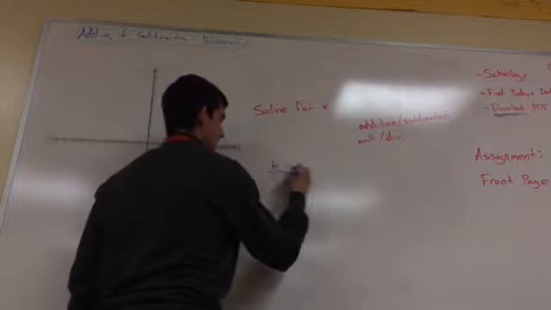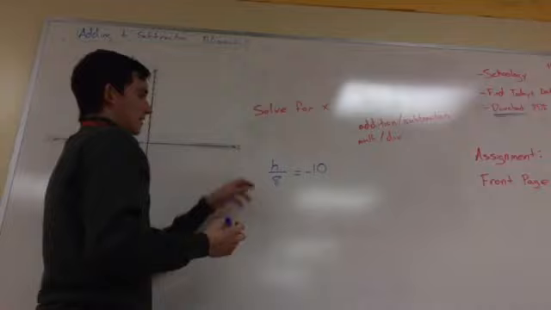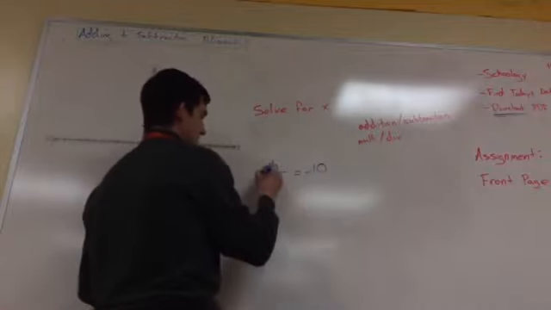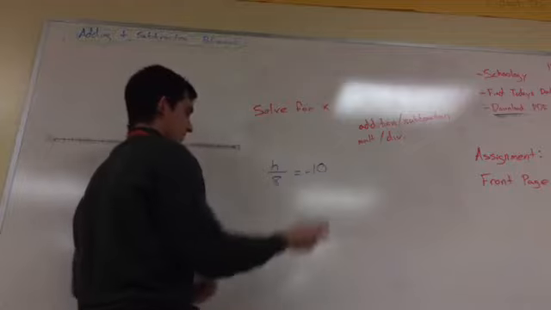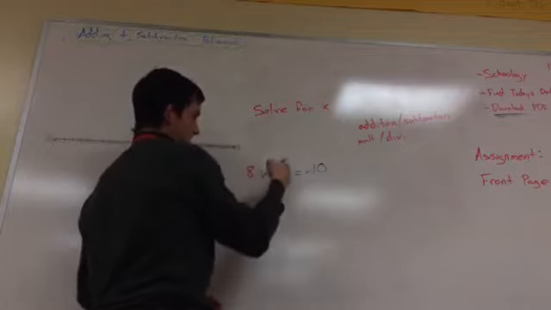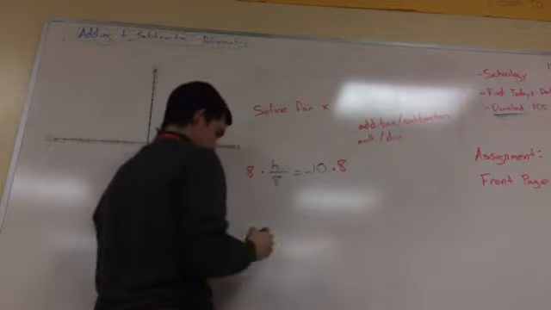h divided by 8 equals -10. Okay, so I'm dealing with division, so h is being divided, so I want to do the opposite, multiply by 8. H is divided by 8, so I'm going to multiply by 8 on both sides.